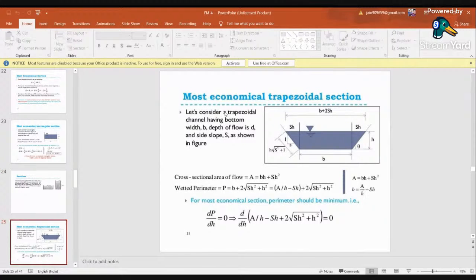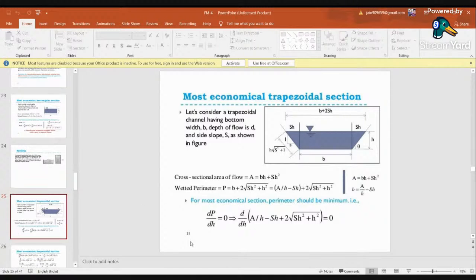The second one is your most economic trapezoidal section. Here in the trapezoidal section, again you have to find the area, that is bh plus s h square, where s is nothing but the side slope, and the perimeter is b plus 2h square root of s square plus 1. So you have to equate the derivative of this perimeter equation with respect to h to 0. Then you will get the most economic trapezoidal section condition.